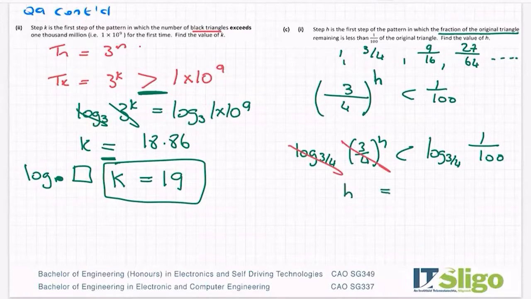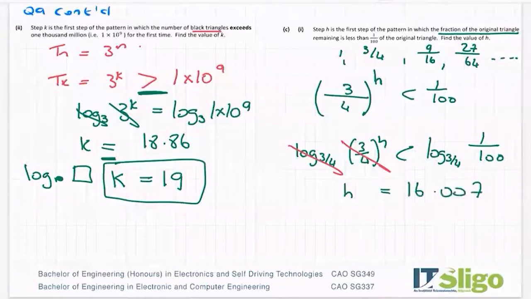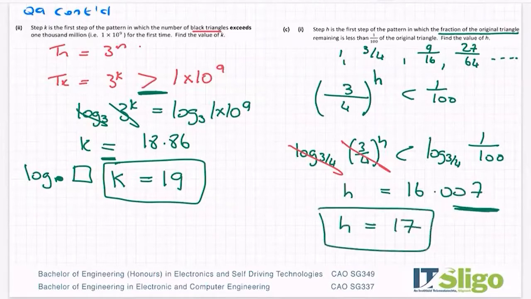Hit that log button that'll allow you to put in your own base, put 3/4 into your base. Make sure you're doing this with me to make sure that you're putting it in right in your calculator. Just don't take my answer for it. I'm getting 16.007. And we have to be less than it, so just about we need to go to the 17th term.